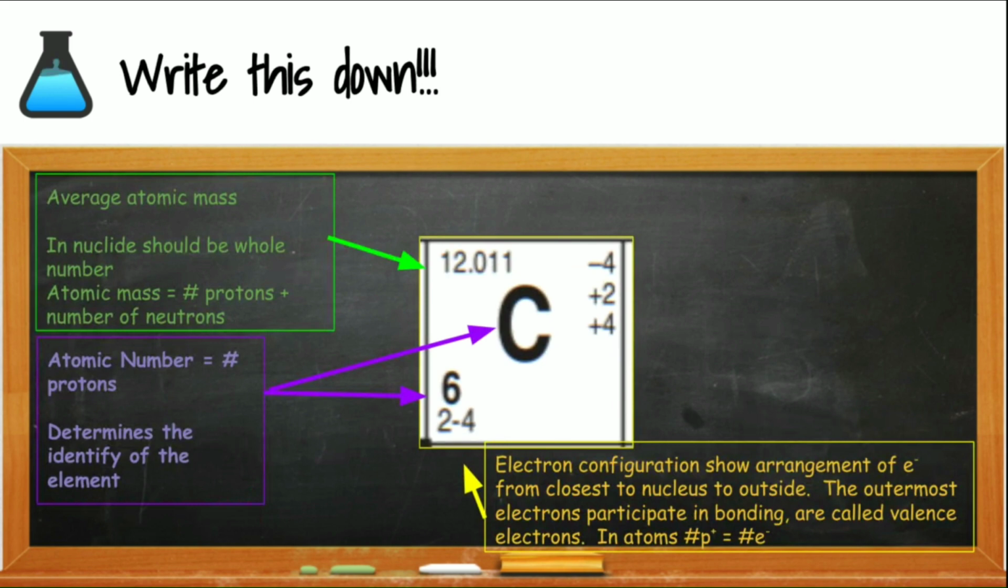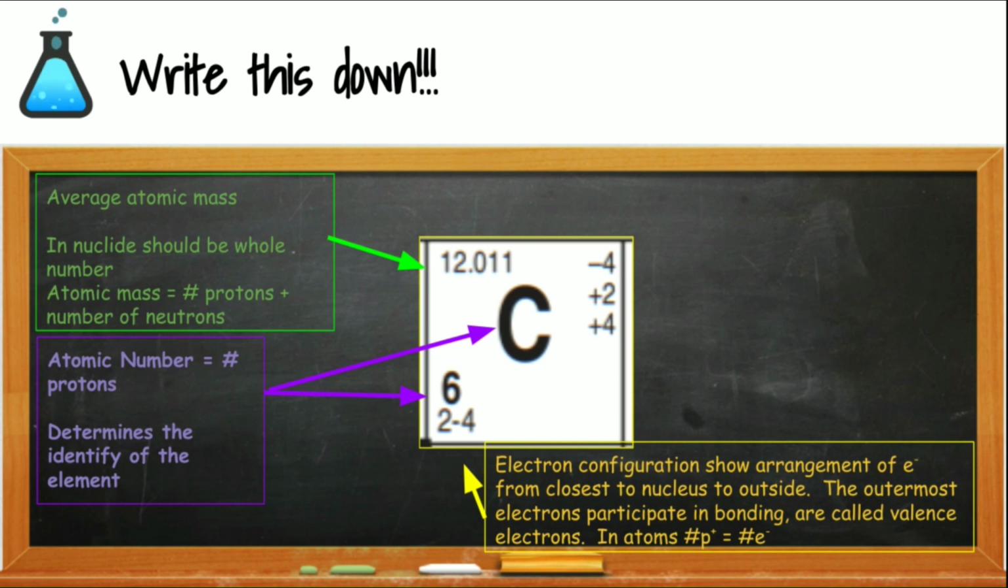Now, the next part that we're going to discuss on the periodic table is the electron configuration, or the arrangement of electrons in an atom from closest to the nucleus on the left to furthest from the nucleus on the right. So this shows us how the electrons are arranged, and the outermost electrons, the ones on the right, are called the valence electrons. They're really important because that is where all chemistry occurs. So chemistry is the sharing and transferring of valence electrons to form and make bonds.